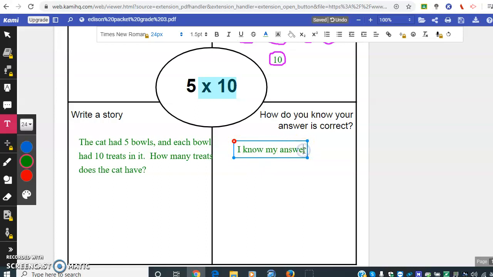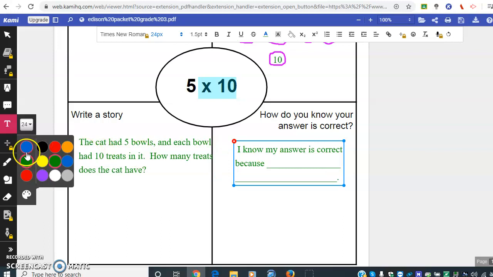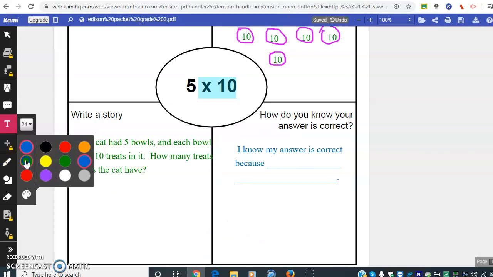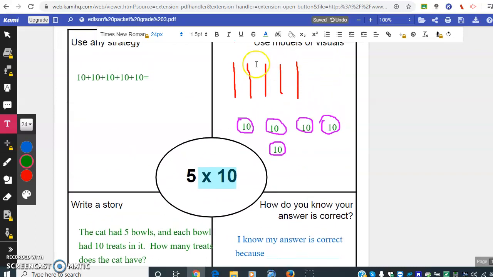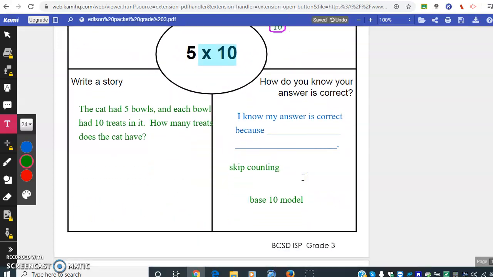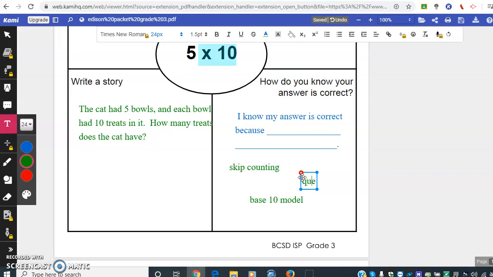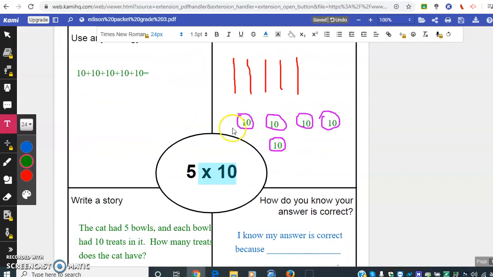I know my answer is correct because, and this is where you're going to finish your answer. I will give you some helpful hints. Just to remind you, we used, oh, here we go. I used some skip counting in that first box. I also used a base 10 model. That is the model I made in the website Free Math Apps, and then I drew also with my red 10s. I also made an equal groups model. And the equal groups model is where I had my circles with the 10 in each one.